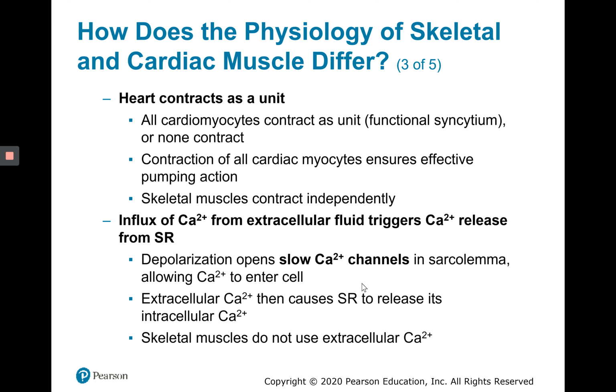So for cardiac muscle cells, we're getting calcium from outside the cell, so it's extracellular, and from inside the cell once it's released from the sarcoplasmic reticulum. It's actually the extracellular calcium ions that cause the sarcoplasmic reticulum to release the intracellular calcium ions. Whereas skeletal muscle doesn't use extracellular calcium ions.